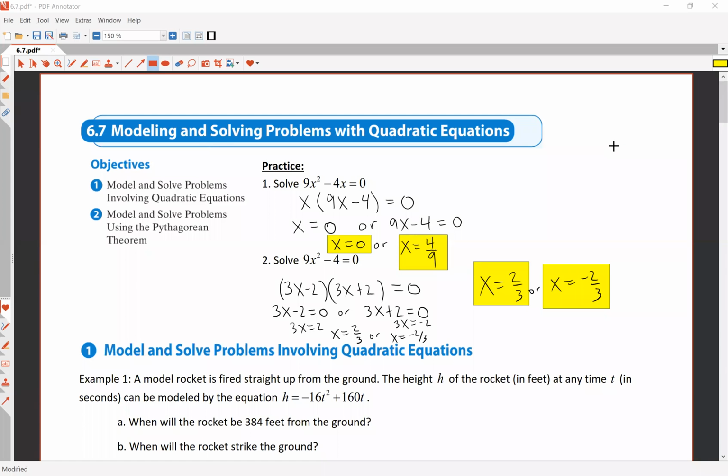This video covers section 6.7, Modeling and Solving Problems with Quadratic Equations, Objective 1. Model and solve problems involving quadratic equations.